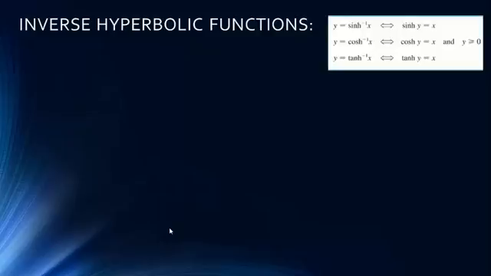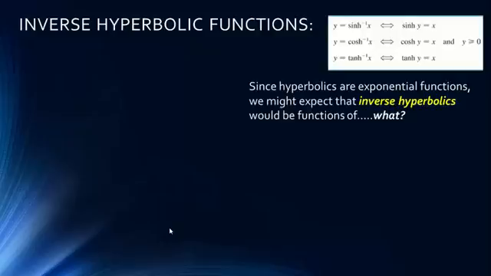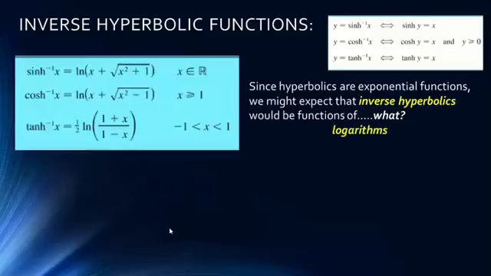So the other part we have to look at is inverse hyperbolic functions. Remember that hyperbolic functions are defined by Euler's constant, or specifically that they are exponential functions. And so if the original function is an exponential function, what would we expect the inverse to be? What is the inverse of an exponential function? It's a logarithm. So the inverse hyperbolic sine is equal to the natural log of x plus the square root of x squared plus 1.